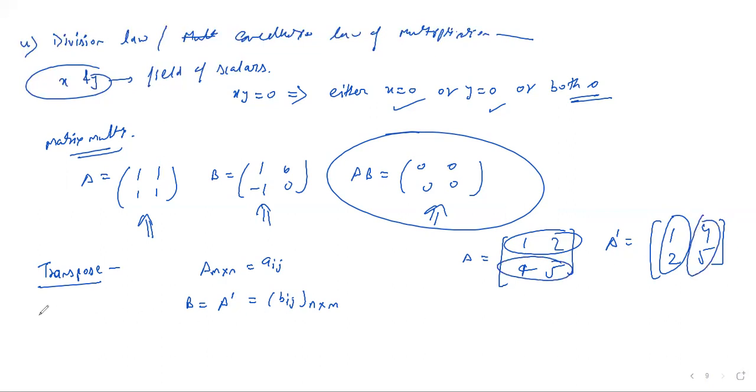There are some properties of the transpose. A transpose transpose is equal to A. If we multiply a scalar C by a matrix A and take the transpose of that, it will equal C times A transpose. And the transpose of the product AB, the multiplication of the two matrices, will equal B transpose A transpose. So these are some basic properties of the transpose.